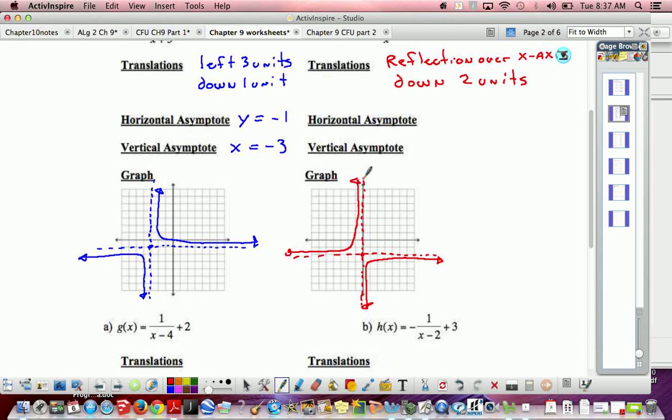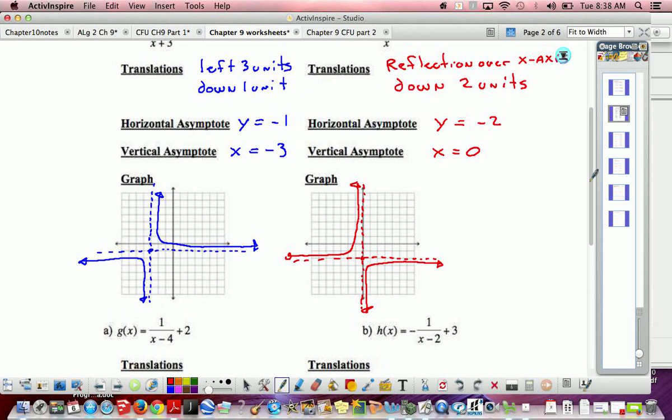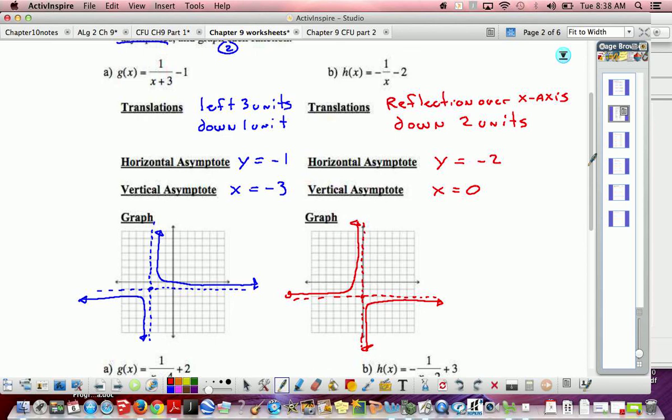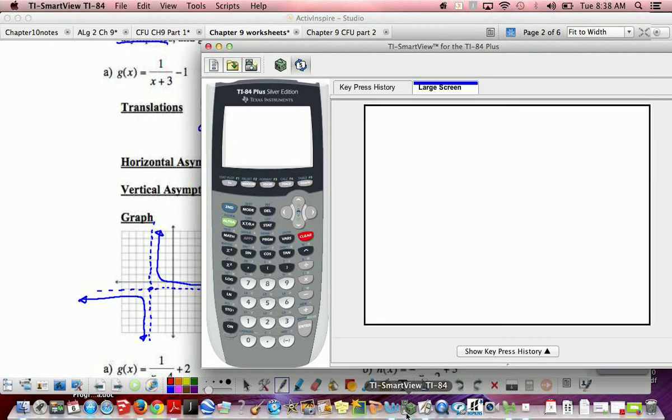Draw a sketch of our graph. Our horizontal asymptote is always in the form y equals. So in this case, y equals -2. Our vertical asymptote stayed at 0, so x equals 0. Now one of the things you can actually do, if you want to make sure your graph is right, is graph these on your calculator. That's one of the things that I would do to check it.